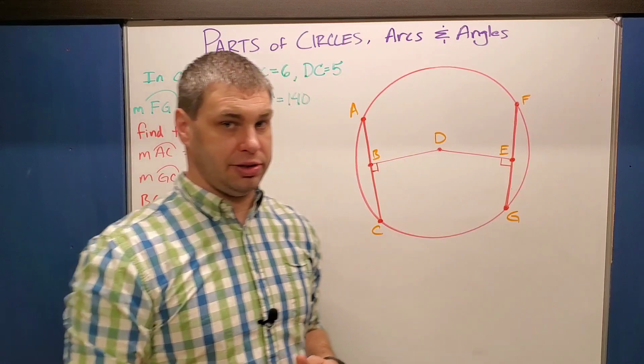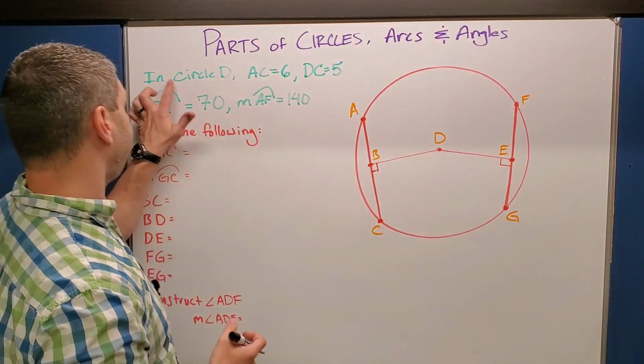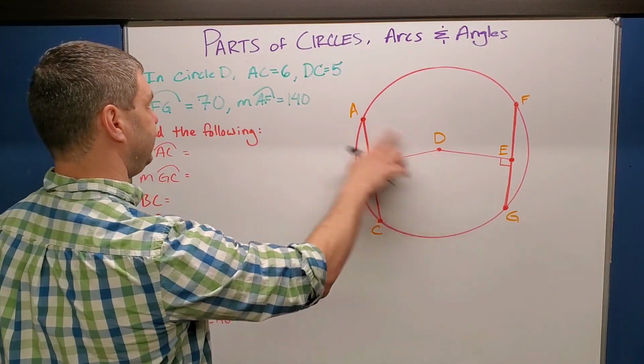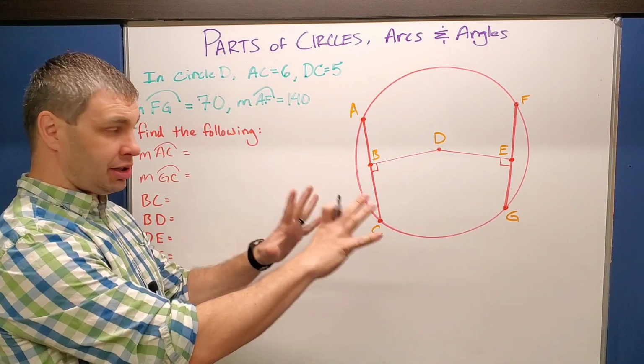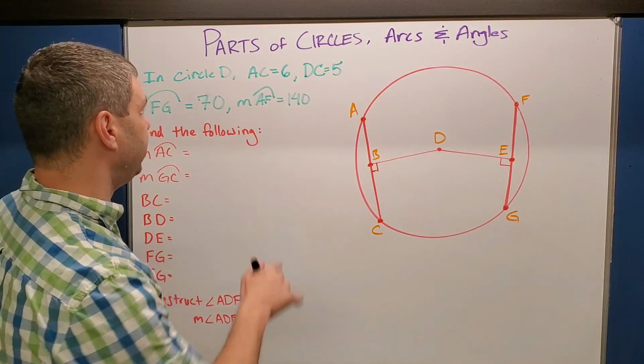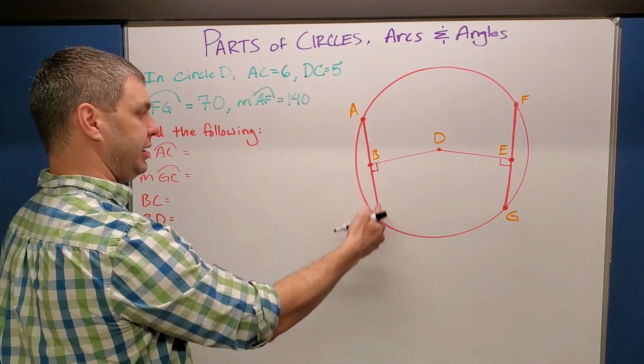All right, this last problem that we're going to do about circles, it says that we have circle D here, which means that D is the center. It says that AC is 6. So whenever you see information, you want to mark up your picture as much as possible. AC, that's the line segment AC.